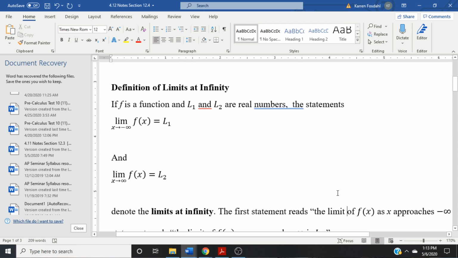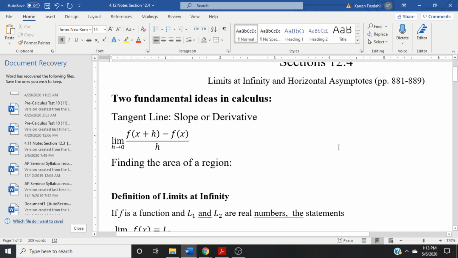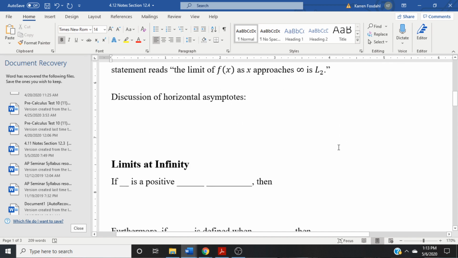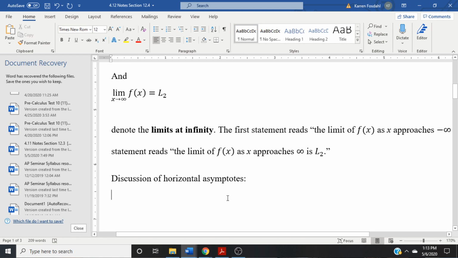So we're talking about limits as x approaches infinity. So limits at infinity. Basically, this is our horizontal asymptotes. Okay. So what we used to do for horizontal asymptotes, we're still doing today. For those who just joined, okay. So discussion of horizontal asymptotes.